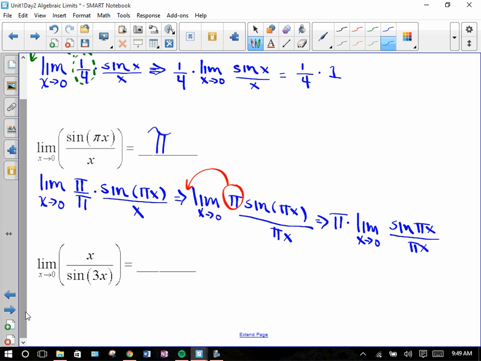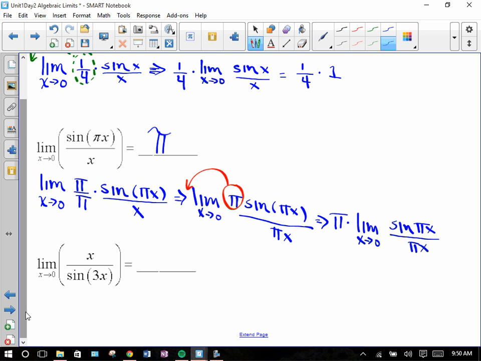Did you hear that 3? If this 3 was not here, this is x over sine x, it would be 1, right? However, it says 3x. Remember what I said, that one's just like this one we just did. As long as this said 3x over sine 3x, it would be 1. So what do I need to do to this numerator? I need to get a 3 up there.